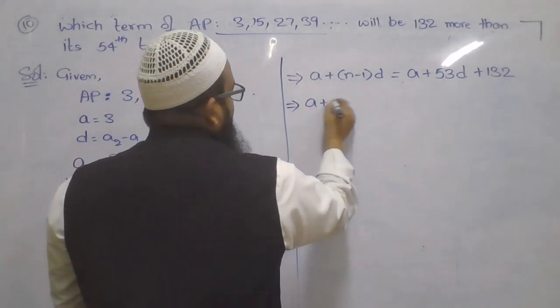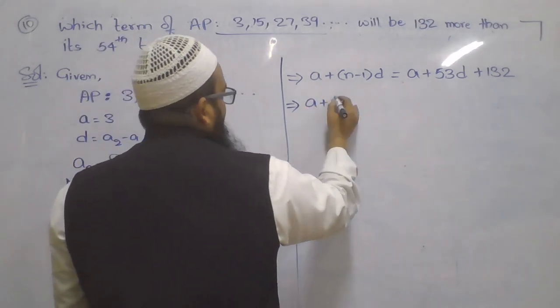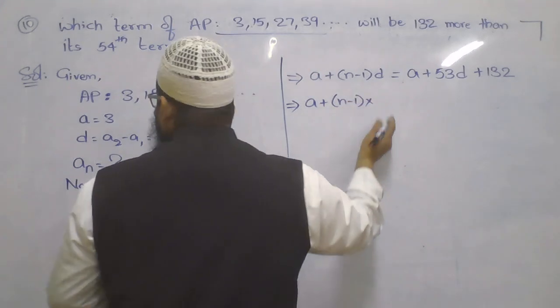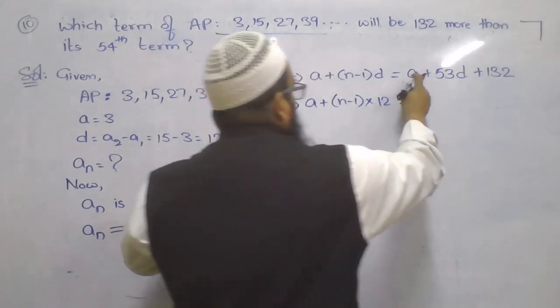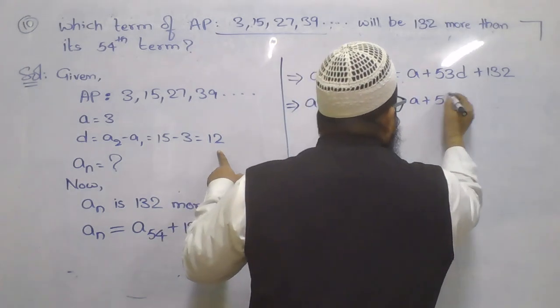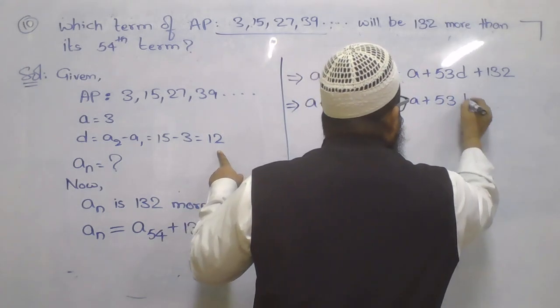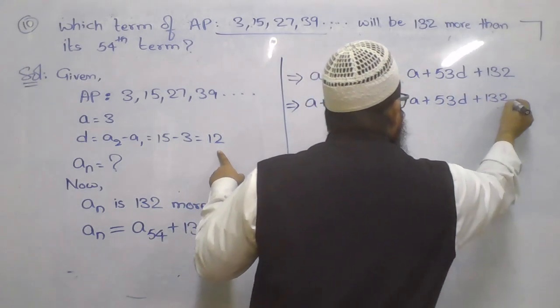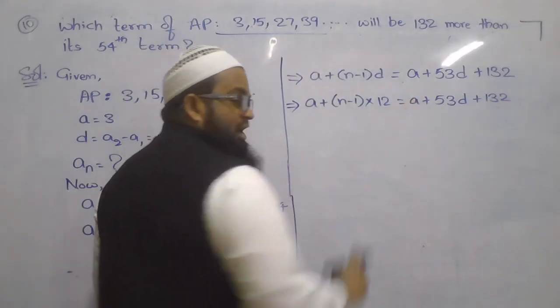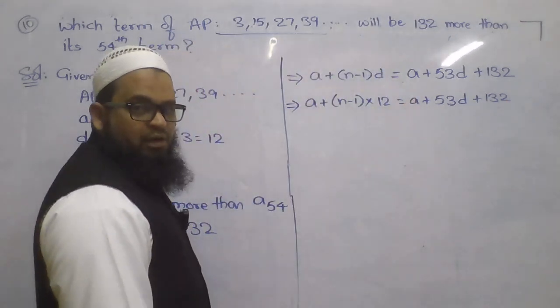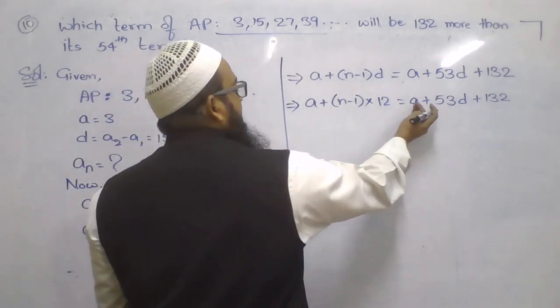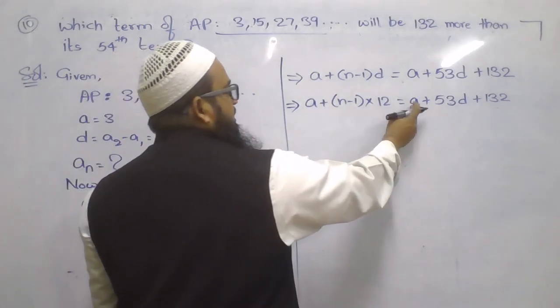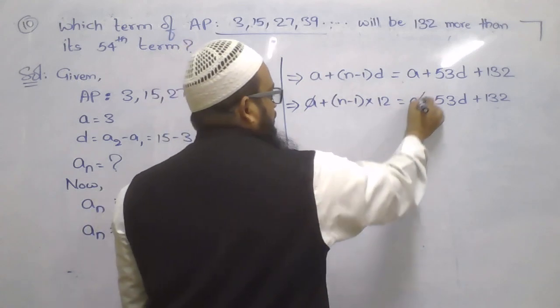So a plus a plus (n minus 1) into d. What is d, my dear students? 12. So equals a plus 53d plus 130. See, on both sides you have a with the same sign and the same coefficient. Can you cancel? If anybody doesn't understand, transpose a to this side. This plus a will become minus a, so both of them get cancelled.